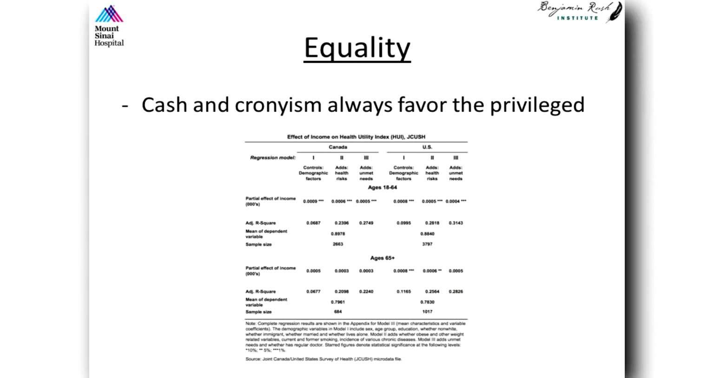We have a lot of inequality in outcomes in this country. A single-payer healthcare system would fix that. This slide did not translate well onto PowerPoint. This is a regression analysis showing the effect of income on the Health Utility Index, a self-reported measure of well-being. And income has just as strong an effect for Canadian patients and American patients.